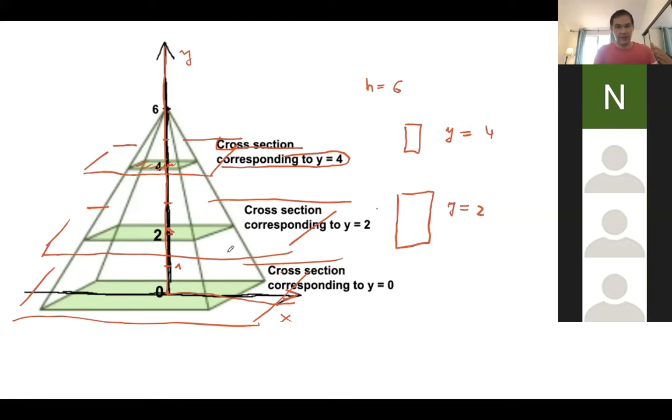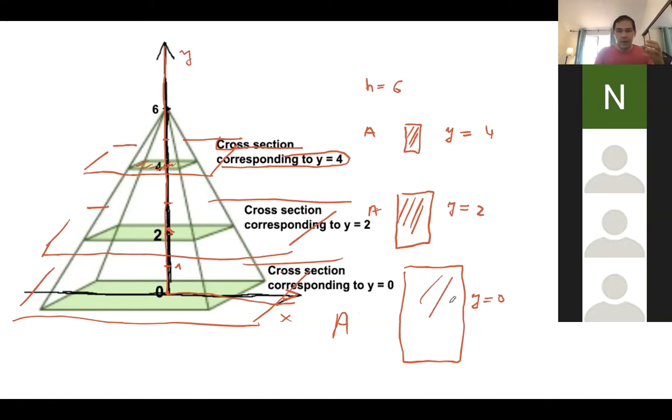So what I was saying is this. Let's do the cross-section on level 0. And notice one thing. The cross-section is also a rectangle. This is on level 0, or this is the cross-section that corresponds to y equals 0. And now notice a very important thing. The cross-section is a rectangle on this level, and so it is on this level. But the area of this rectangle is smaller than the area of this rectangle, and this rectangle has area even bigger.